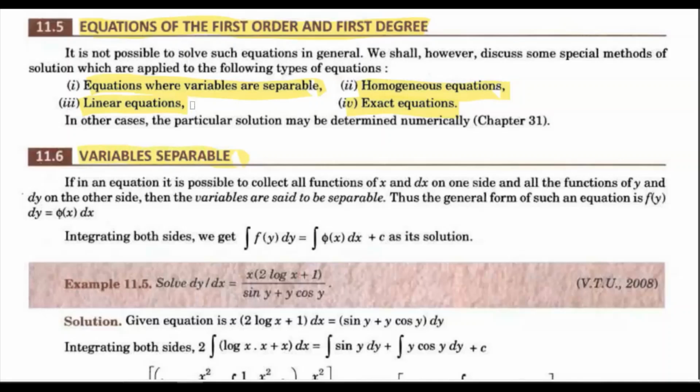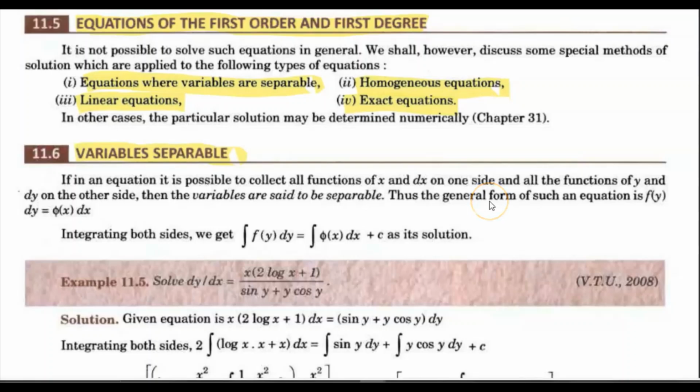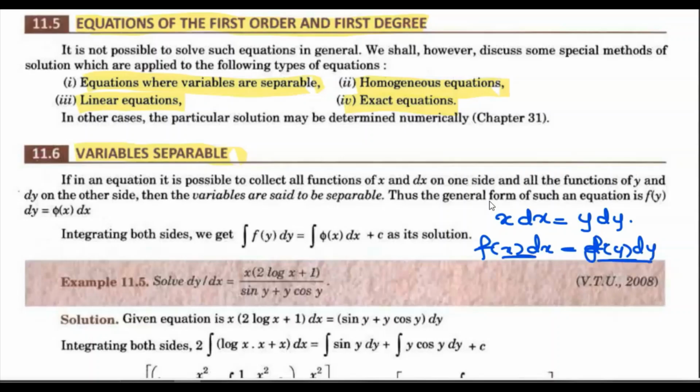These are the equations where we can separate variables. That means we can separate x and y if x and y are the variables, of the form f(x) dx equal to g(y) dy. That means a function of x with dx and a function of y with dy. So we separate x and y: x is on this side and y is on this side. Now we integrate f(x) dx and g(y) dy.